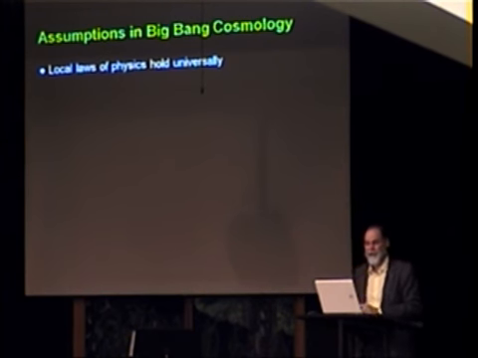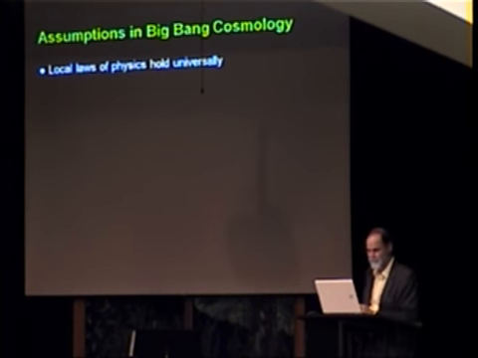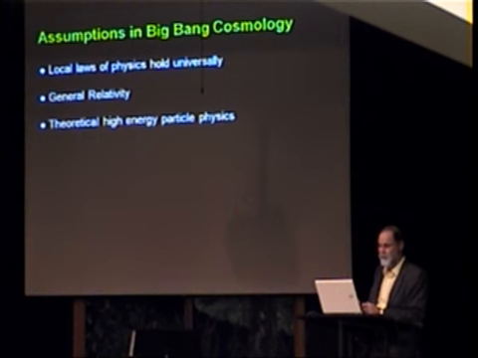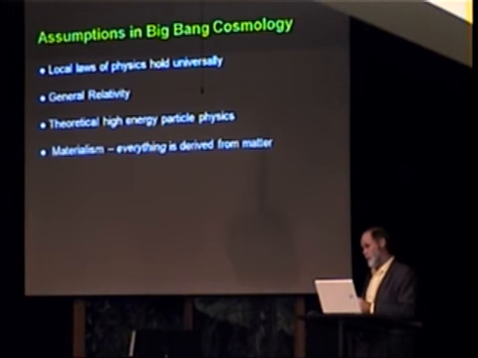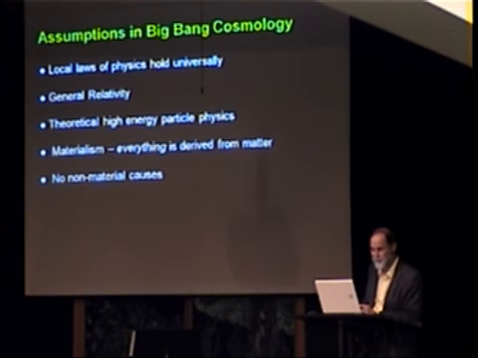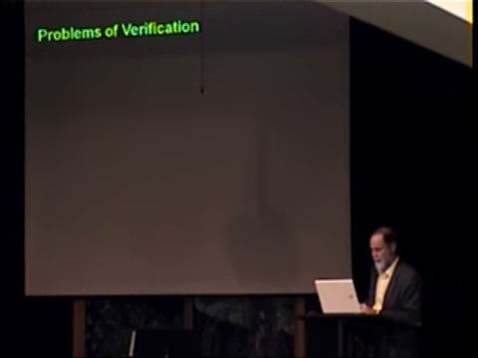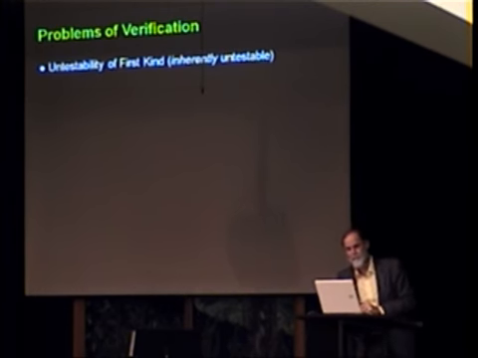Moreover, in Big Bang cosmology in particular, we assume that the laws of physics that hold here and now hold everywhere, that general relativity is true, that high energy particle physics holds. We assume materialism, that everything can be derived from matter, that nothing else exists, that mind can come from matter, and so on, that there's no non-material causes. And the difficulty is, how can you verify this?